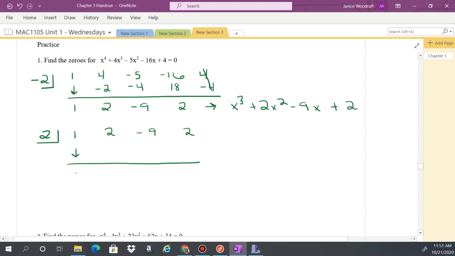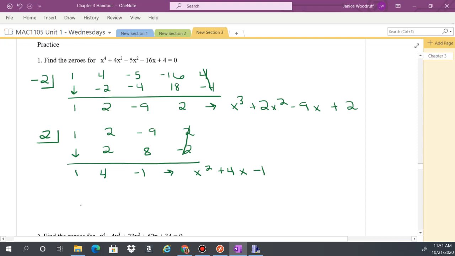And here we will bring down a 1. 1 times 2 is 2. 2 plus 2 will give us 4. 4 times 2, 8. Then we'll have -1, -2. These guys cancel. So now we have x squared plus 4x minus 1. And then we will use the quadratic formula to find the other two zeros.